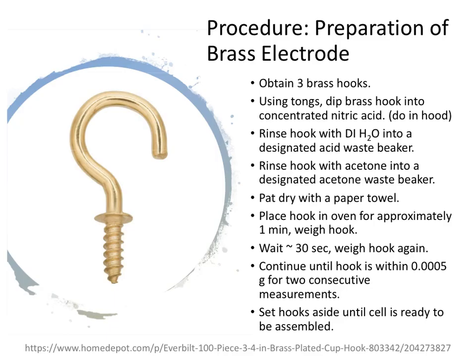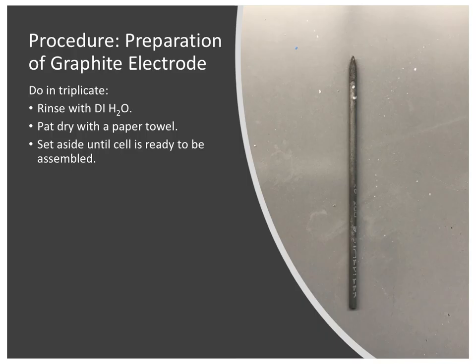Here's the first part of the procedure. It may look a little complicated at first, but I promise it's not as difficult as it looks. Pause here and make sure you write down the method for cleaning the brass hooks. Here's the second part of the procedure detailing cleaning of the graphite electrodes. The picture to the right is what the electrode looks like.